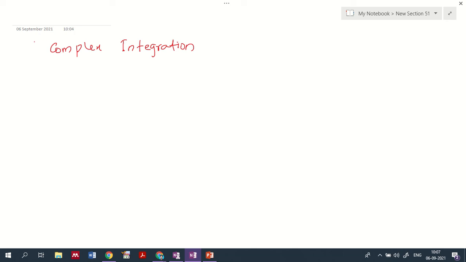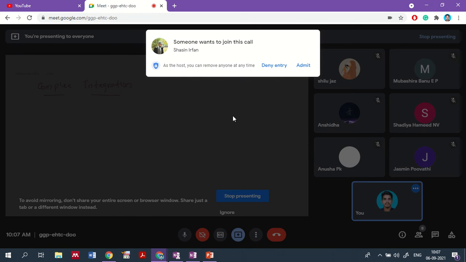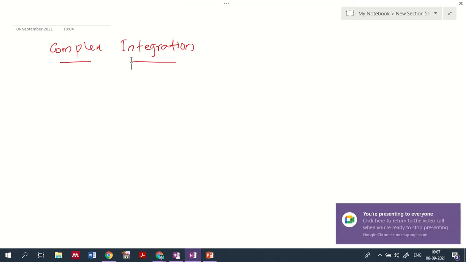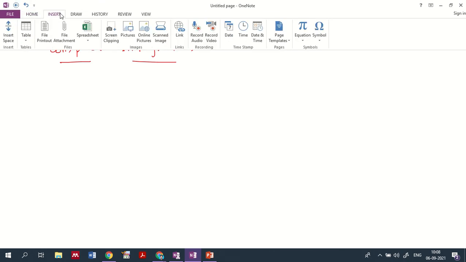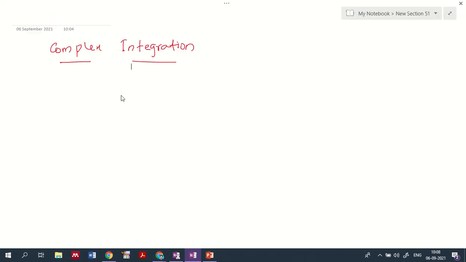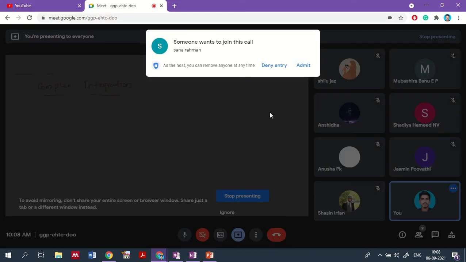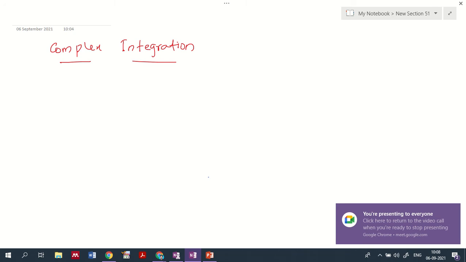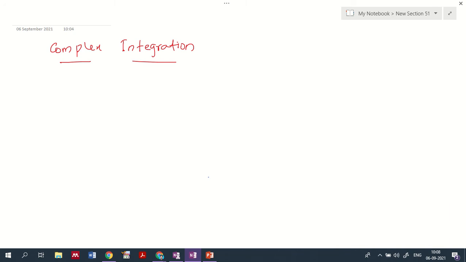Based on the integration of a complex value, there are mainly two representations. The first one we call Cauchy's theorem, and the second one we call Cauchy's integral theorem. So we'll examine what Cauchy's theorem and Cauchy's integral theorem are. The first one, Cauchy's theorem.